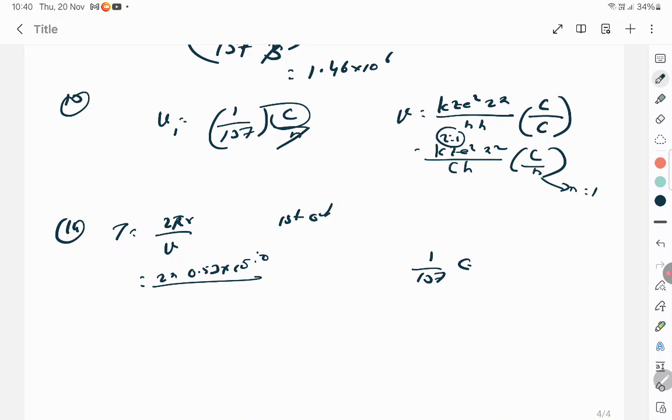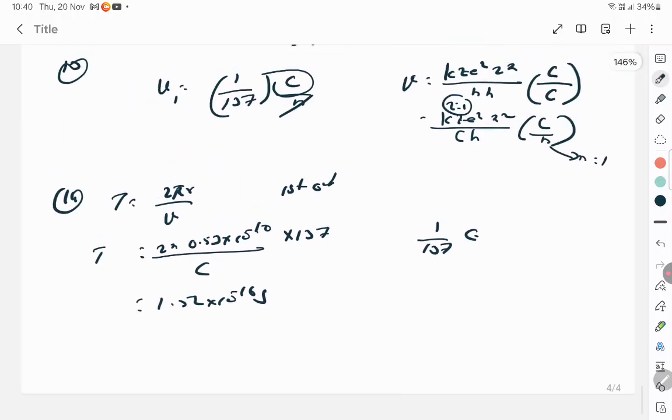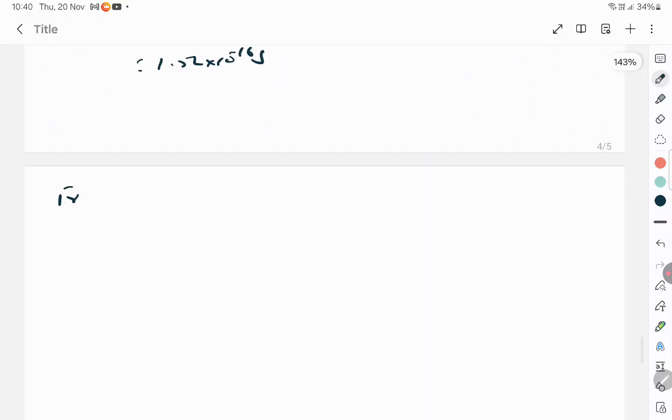n is not there. So you just have to plug in this value, which will be c into 137. Correct? So this will give you your time period straight away. What is the time period? It's 1.52 into 10 to the power minus 16 seconds. Just do the calculation. Let's go to next question, 15th question.